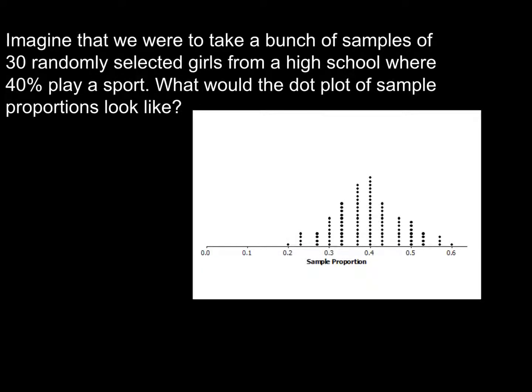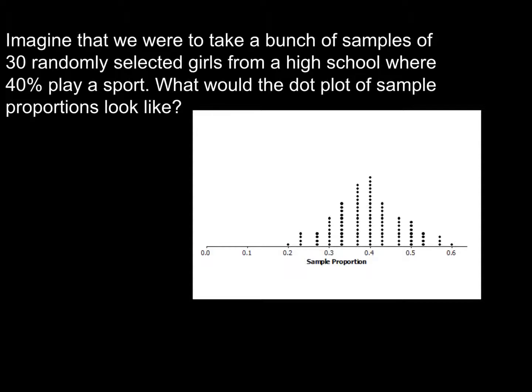And as we can see here, they're not all going to be at 0.4 because they're randomly selected, and so some of them are going to be a little less, some of them are going to be a little more. But we do see that the proportions that are most common are going to be closer to 0.4, and what we'd like to do is get an idea of how spread out the data is. So it looks like the mean is pretty close to 0.4. Let's go ahead and compute the standard deviation.